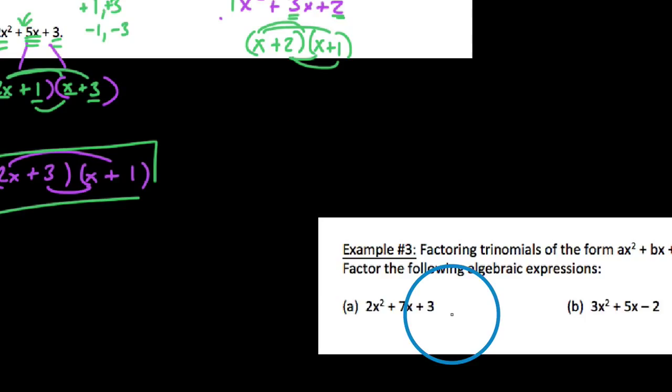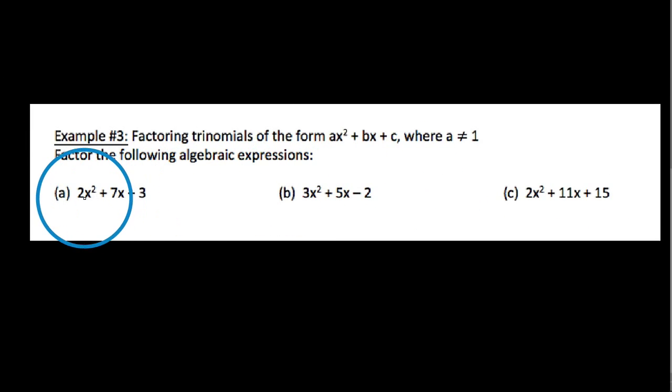So let's take a look at these three trinomials that we want to factor. You'll notice that they're all in that ax squared plus bx plus c, or standard form. But we say also that all the a values are not 1. So we're going to have to do some guess and check here. So I would say, let's do this.